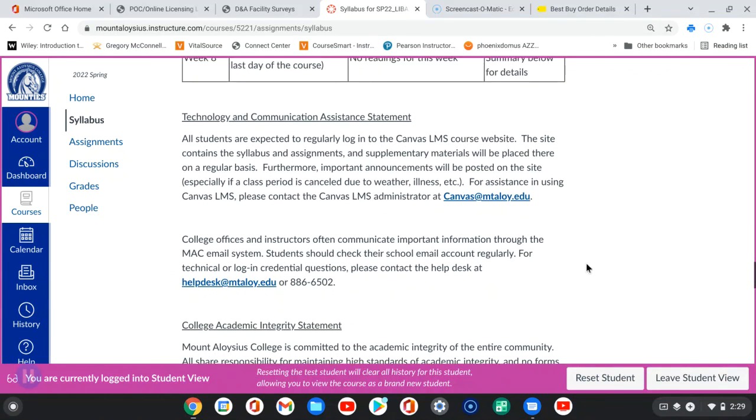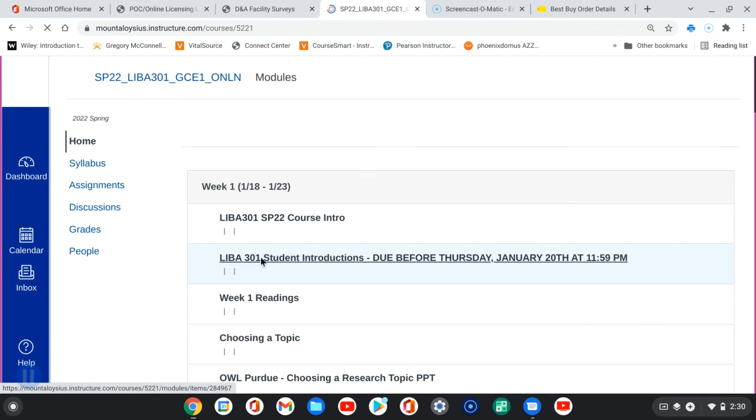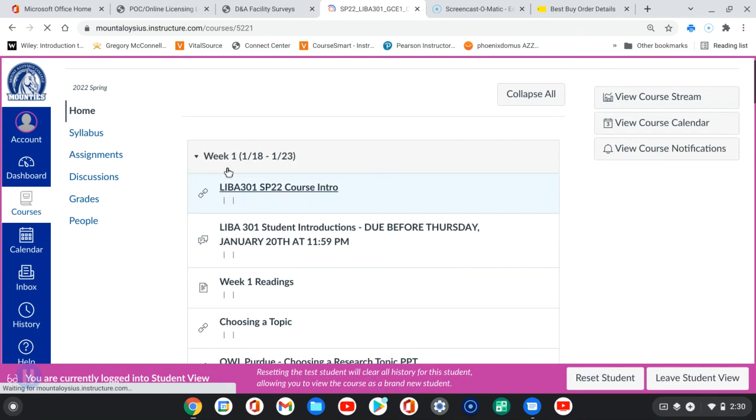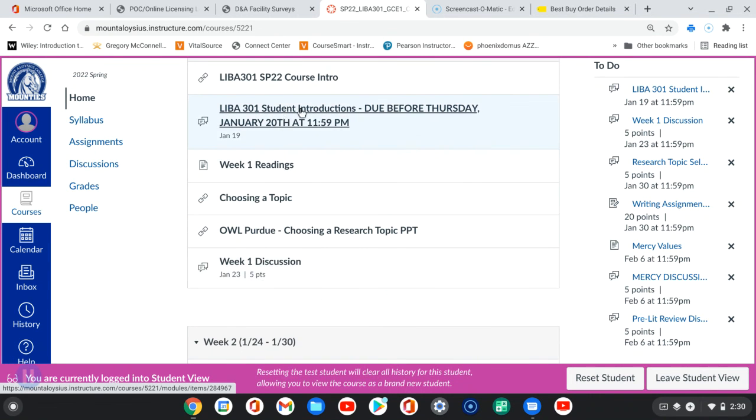Now, again, this is all in the course modules, the main area. If you follow through with those modules, you'll be able to see what is due. If there's a discussion due, it'll give you a snapshot picture of that. Let me just jump back here real quick so I can show you. For week 1, you'll be able to see your student introduction and the date that it's due, and the week 1 discussion and the date that the discussion is due.